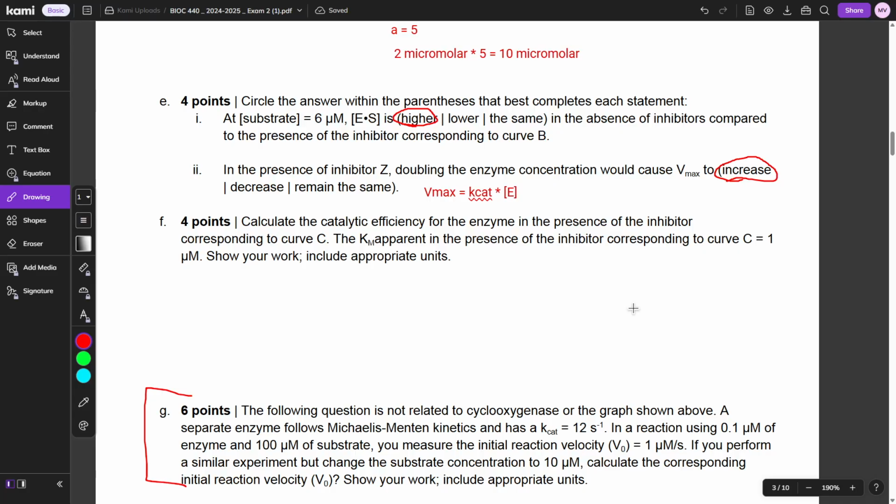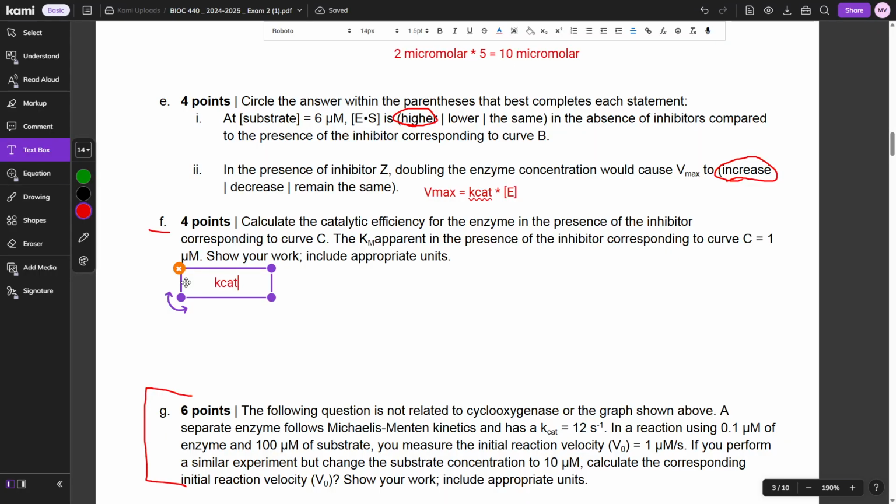Okay. So now we're on to question F, and we're going to be talking about the catalytic efficiency of the enzyme in the presence of the inhibitor. Who remembers what catalytic efficiency stands for? What's the equation for catalytic efficiency? Kcat over Km. The main mistake people make here is they just solve for Kcat. No. You've got to solve for both. So Kcat over Km.